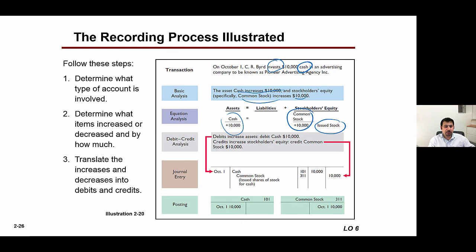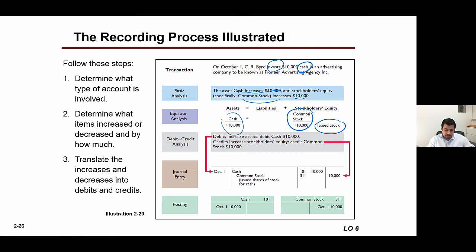What increases cash? Cash is an asset account. Debits increase assets, so we debit the account cash $10,000. On the other hand, common stock is an equity account, and because we have an increase in common stock, which is a credit account, we credit common stock 10,000.